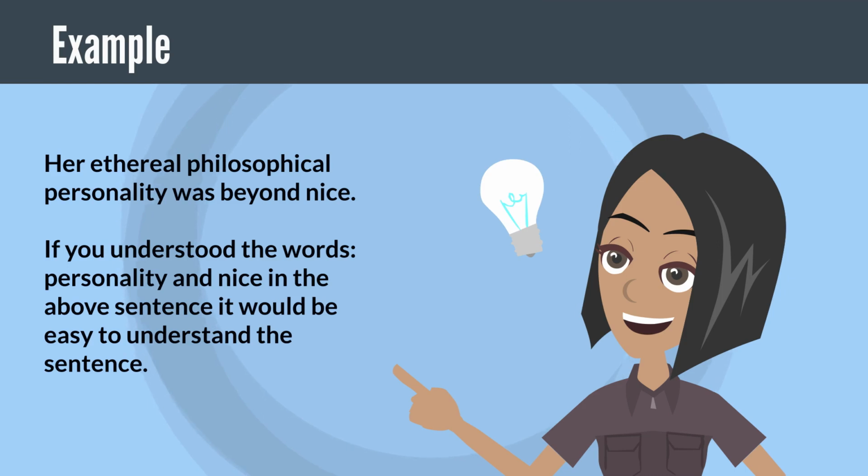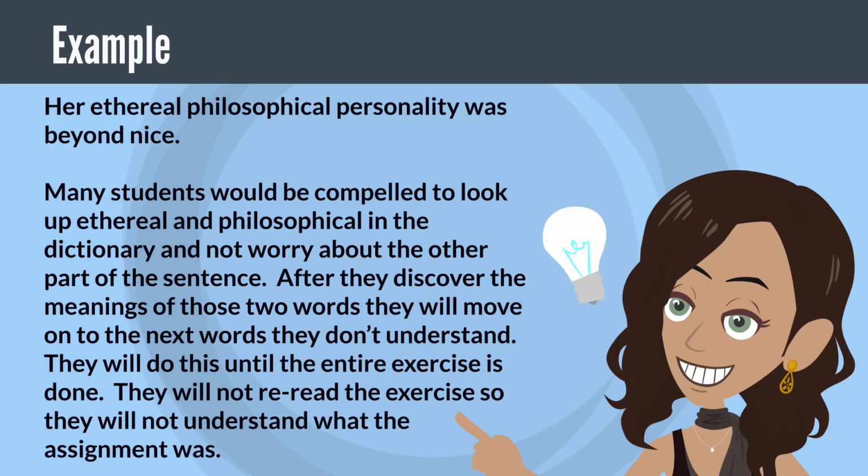Another example would be, her ethereal philosophical personality was beyond nice. If you understood the words personality and nice in the above sentence, it would be easy to understand the sentence. Her ethereal philosophical personality was beyond nice. Many students would be compelled to look up ethereal and philosophical in the dictionary and not worry about the other part of the sentence.